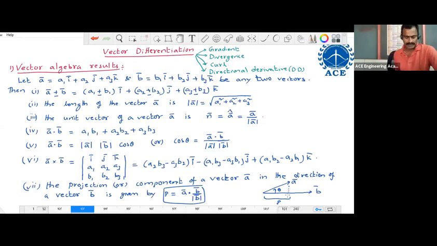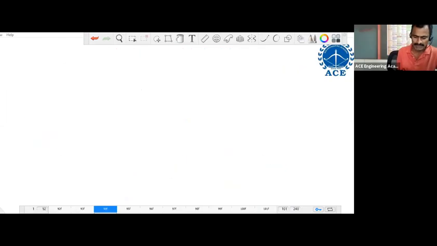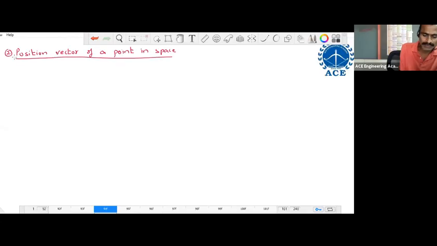Next, continuation of this. First one is vector algebra results. Next, the second one is the position vector of a point in space. Position vector of a point in space.